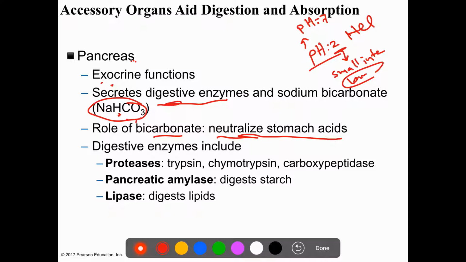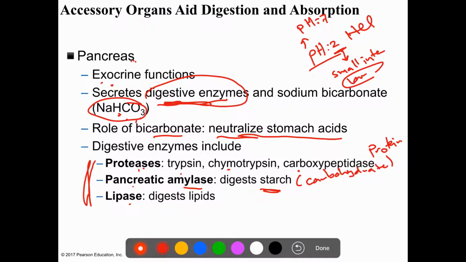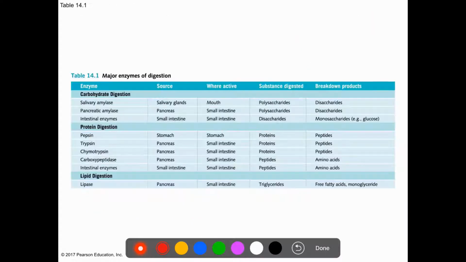The other type of secretion is the digestive enzymes. Here we have several types of enzymes. Each one is responsible for breaking certain type of nutrients. Proteases like trypsin, chymotrypsin, carboxypeptidase, these are for protein. Pancreatic amylase, this digests starch, part of the carbohydrate. And lipase will digest lipids. So these are three different types of enzymes breaking down three different types of nutrients.